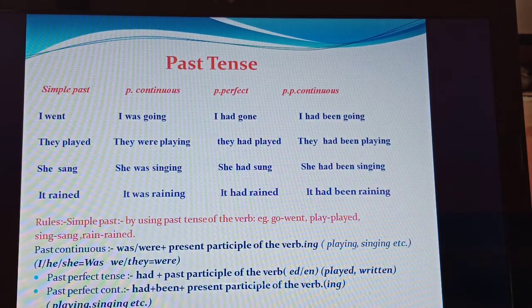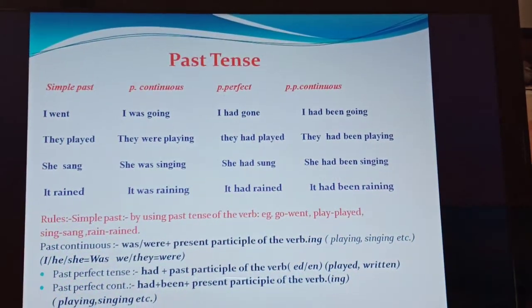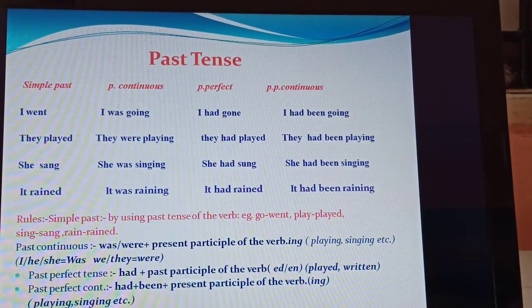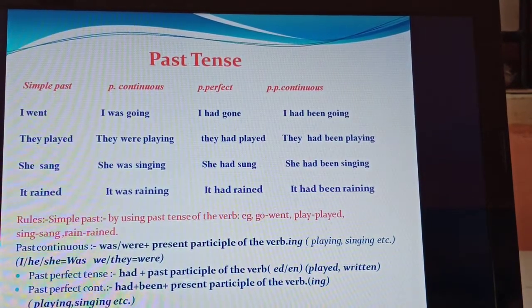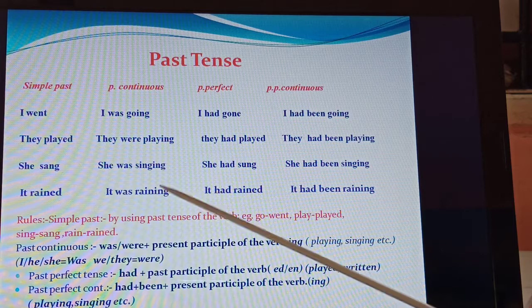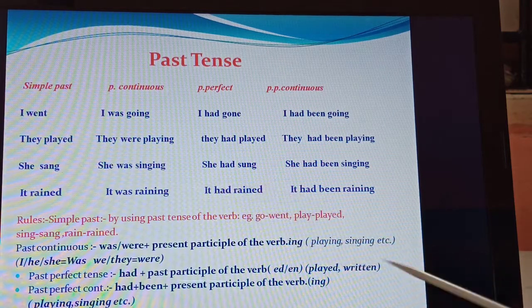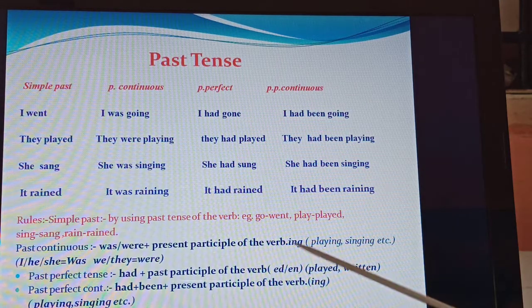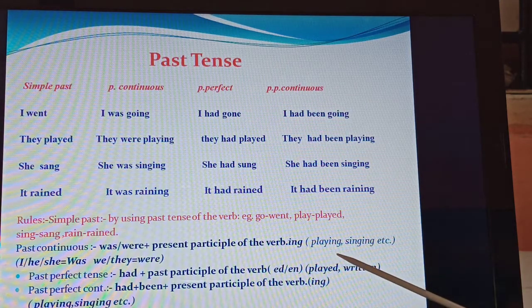Now past continuous. Past continuous means in the past action was going on. Okay, that's the past continuous. Past continuous, I go, it will become I was going. They played, they were playing. She was singing, it was raining. This is called past continuous. Was or were plus present participle of the verb. That means ing form to the main verb, you get the past continuous.